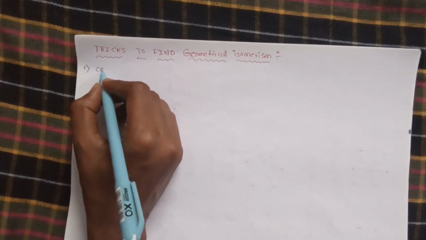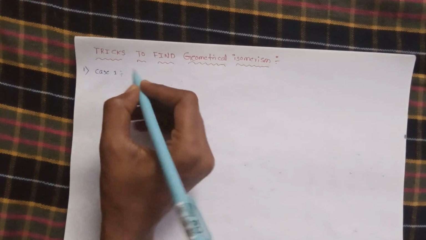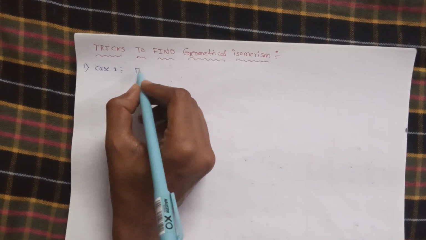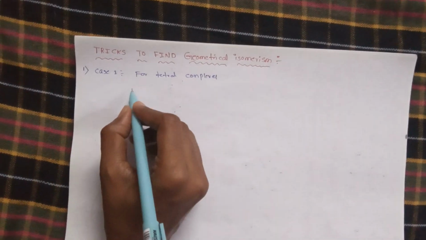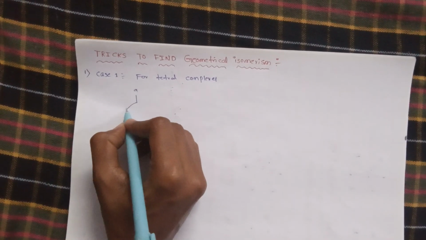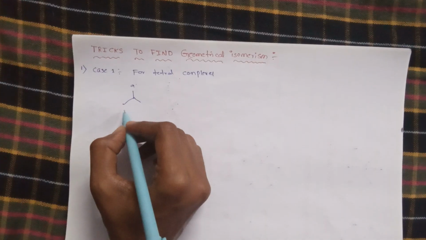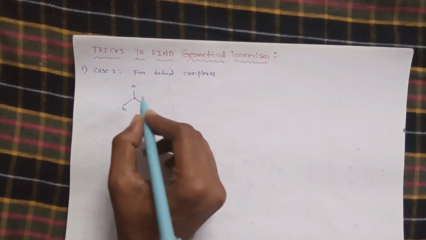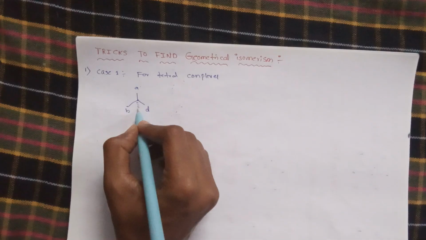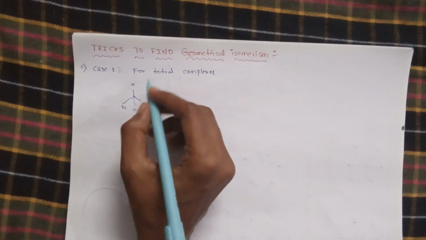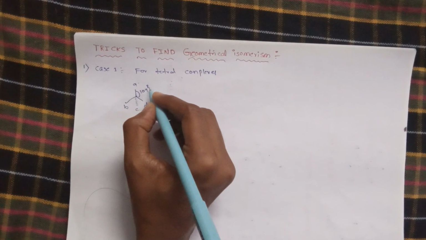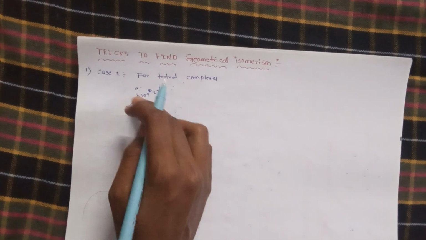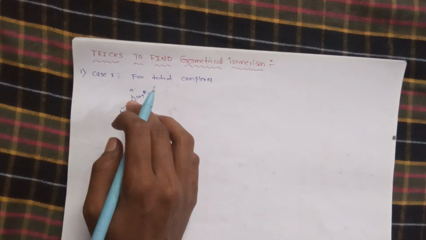Case 1. What is case 1? For tetrahedral complexes. This is the diagram for tetrahedral complexes. This is A and this is B, and at the same time D, and this is C. In this tetrahedral complex, the angle is 109 degrees 28 minutes for all the angles.